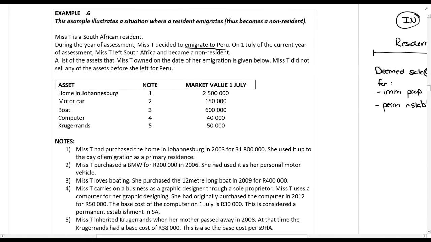So let's just look at the detail of this question. That's the theory we're going to be looking at. On the 1st of July of the current year, Ms. T left South Africa and became a non-resident. Here's a list of her assets on the date of immigration. She did not sell any of the assets before she left for Peru. So she's got a home in Johannesburg, note number 1. So home in Johannesburg in 2003 for 1.8 million rands. She used it up to the day of immigration as a primary residence.